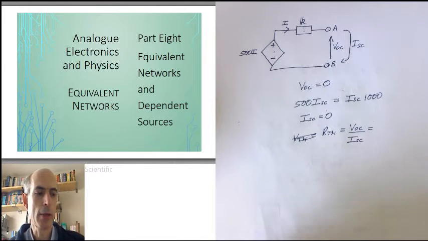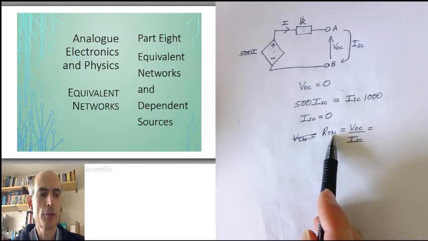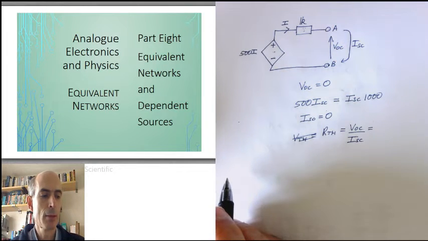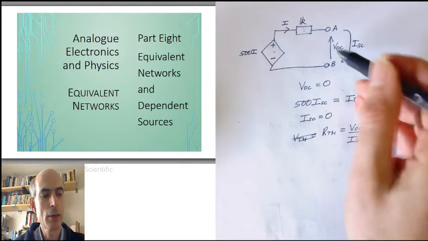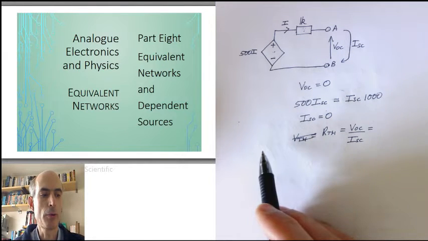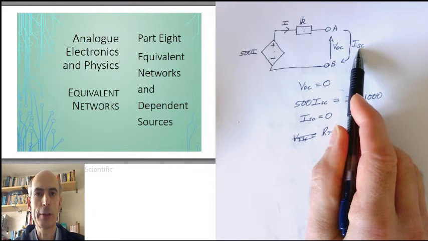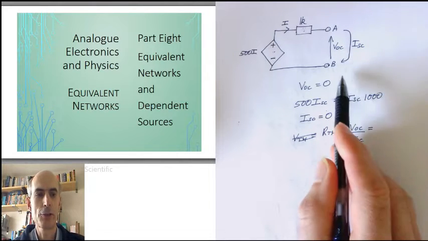So how do I work out the Thevenin equivalent resistance for the circuit in this case? Well, I'd have to do it by finding another data point. Not the open circuit voltage, not the short circuit current, but something else.